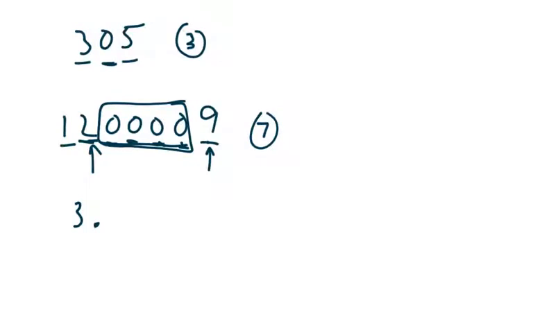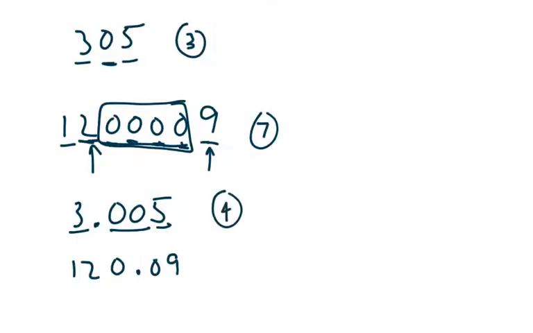Let's put here 3.005 and let's put here 120.09. These two zeros are between a 3 and a 5. So that number has 4 significant figures. These two zeros, the decimal point doesn't matter.